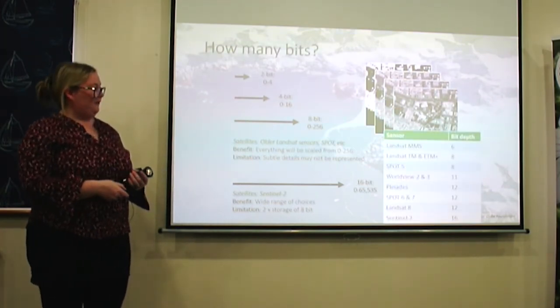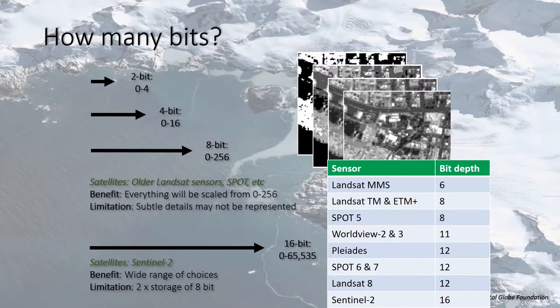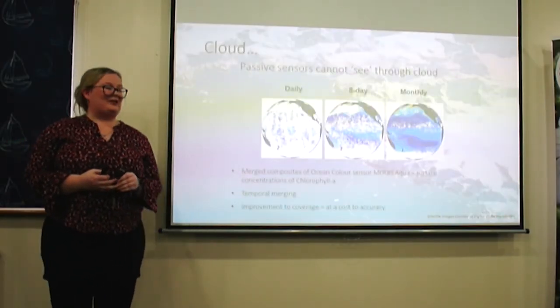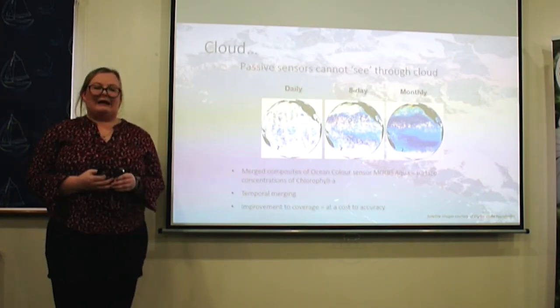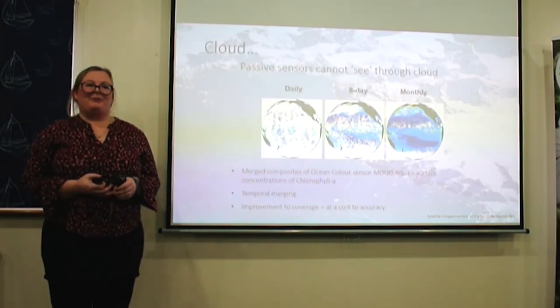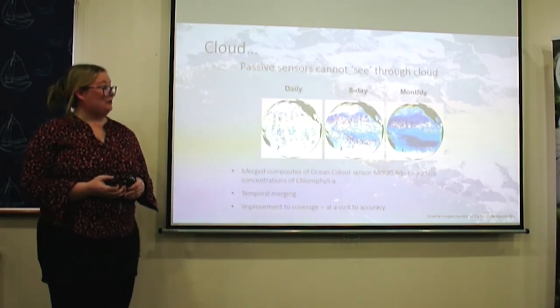So just to give you a feel, these are commercial satellite data and they operate around the 11 to 12 bit data. So they're a bit better than this, but not as much as this. So maybe they're a happy medium, but again, you have to pay for those. So the last but not least, temporal resolution. Now the one big limitation from passive remote sensors is cloud, because passive sensors cannot see through cloud.